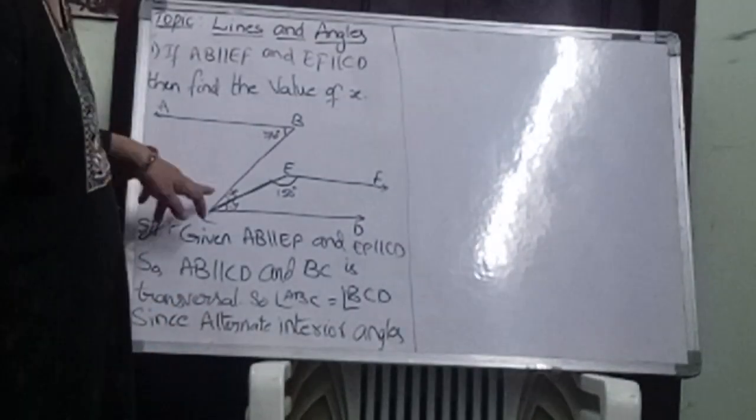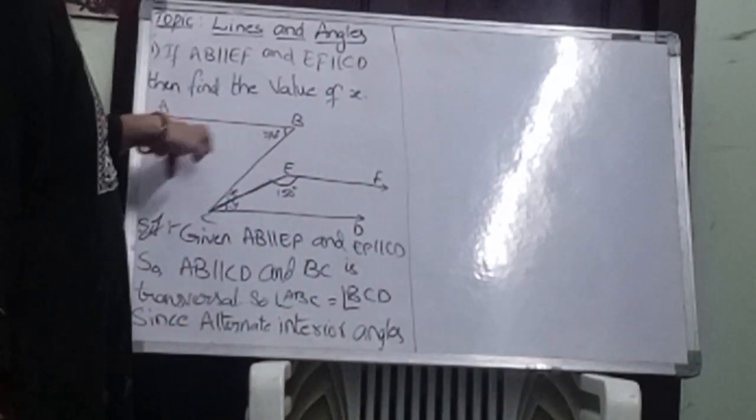So angle ABC is equal to angle BCD, since they are alternate interior angles. Okay, alternate interior angles. Next, what here?